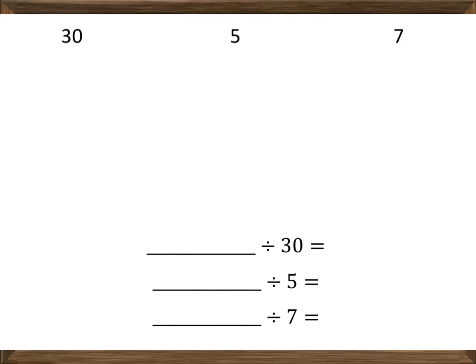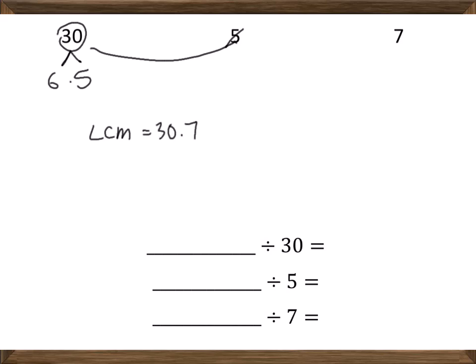What about this one? We have 30, 5, and 7. Well, 30 is 6 times 5. So guess what? That means we don't have to worry about the 5. Because if something is a multiple of 30, it is also, by definition, a multiple of 5. So, to find our LCM, we can just simply do 30 times 7, which is 210.